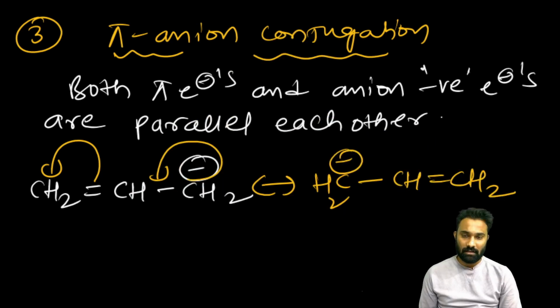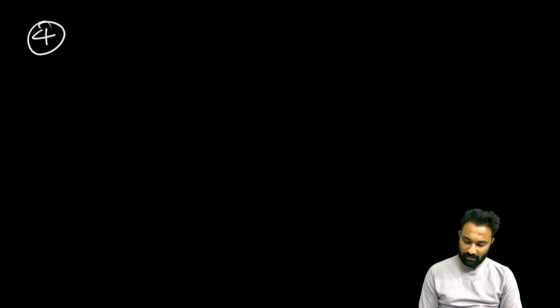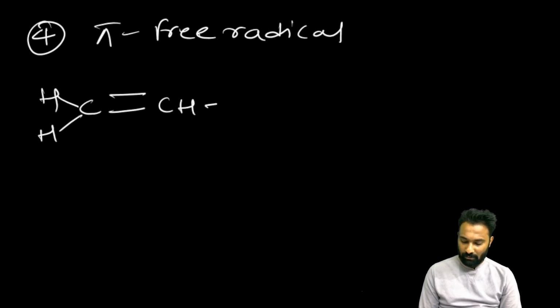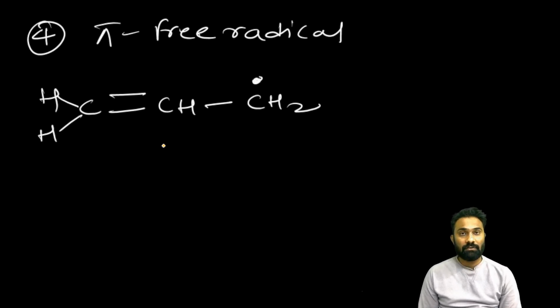Next we will see the fourth type of conjugation, that is pi and free radical conjugation. In pi and free radical conjugation, this is a pi bond and one free radical. We have seen how free radicals are formed. Already I explained, free radicals are formed by homolytic breakage, right? When it has broken homolytically, this carbon's pi bond contains two electrons, right?